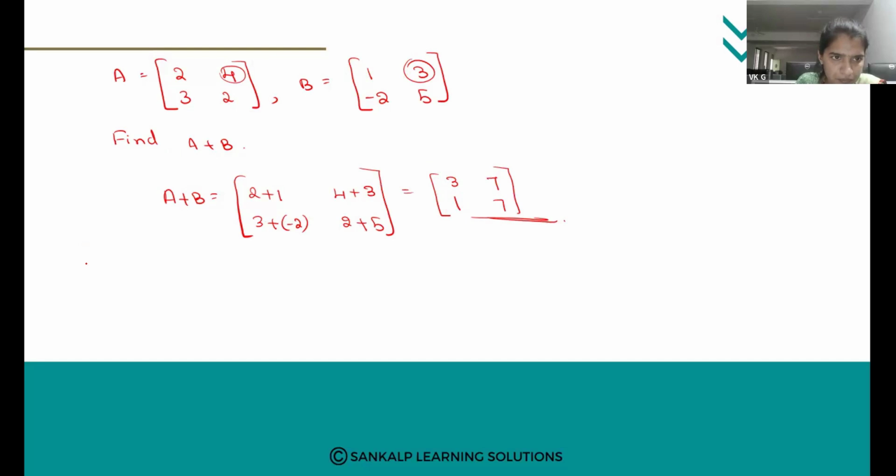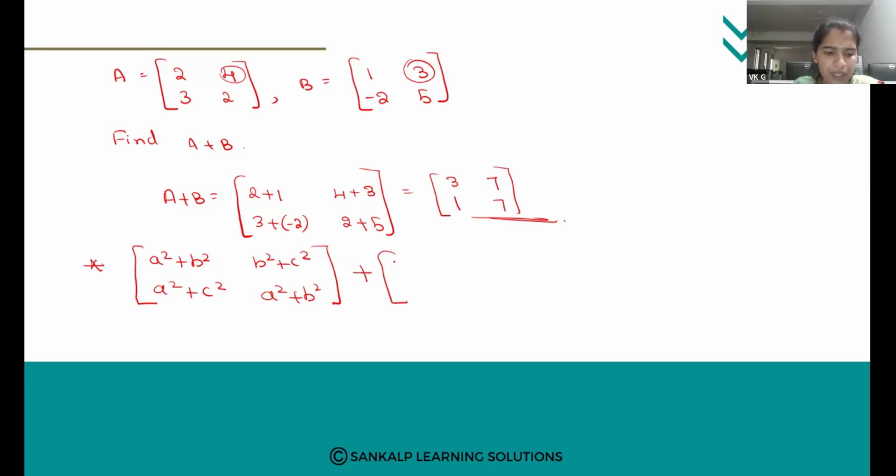Another problem. If A equal to A square plus B square, B square plus C square, A square plus C square, A square plus B square. Add this matrix with B equal to 2AB, 2BC, minus 2AC, minus 2AB. Add ಮಾಡಿ ನೋಡ. What will be the sum?